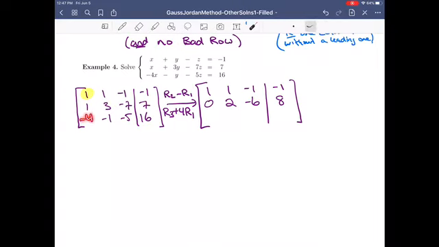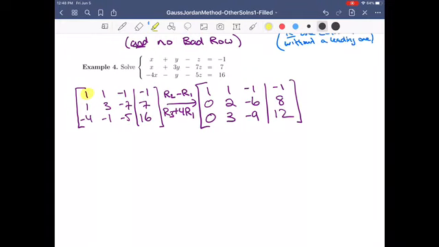So we're going to have negative 4 plus 4 of row 1, so that's a 0. Negative 1 plus 4 times 1, so that's negative 1 plus 4, which is going to be 3. Negative 5 plus 4 times negative 1, so that's negative 5 minus 4, so that's going to be negative 9. 16 plus 4 times negative 1, so that's 16 minus 4, which is 12.